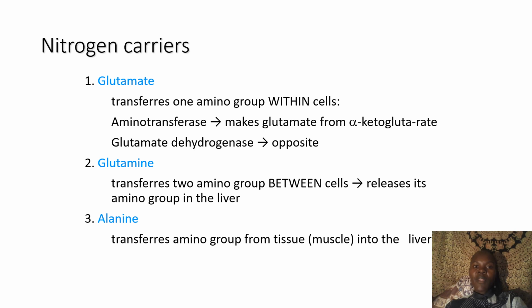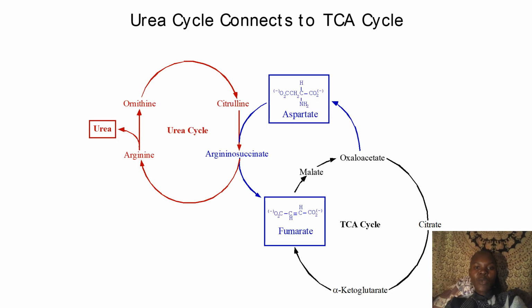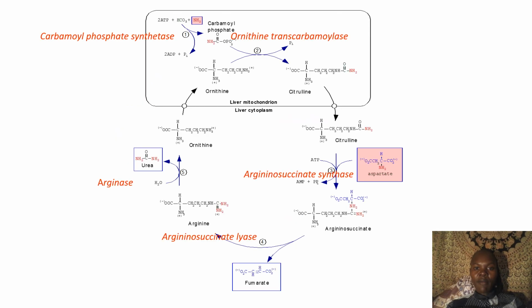So for the nitrogen to be released from the amino acid, we saw the different steps. There has to be a carrier, a nitrogen carrier. So the nitrogen carriers we have are glutamate, glutamine, and alanine. Glutamate will transfer the amino group within the cells, and then glutamine will transfer the amino groups between the cells, and then lastly we have alanine, which will transfer the amino group from the tissues, that is the muscle, into the liver. So those are the 3 nitrogen carriers which are known. And then lastly we will have the urea cycle, where now the ammonia will be released via the urea cycle.